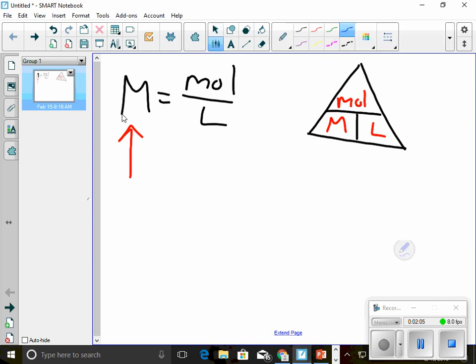In order to solve for the molarity, I need to have the moles of the solute and the liters of solution. And when I look at the rest of the numbers in that problem, I don't see either. I don't see a mole value. I don't see a liter value. So it's going to take a little bit of work to get to this. How can I find the moles of solute? Does anyone know?